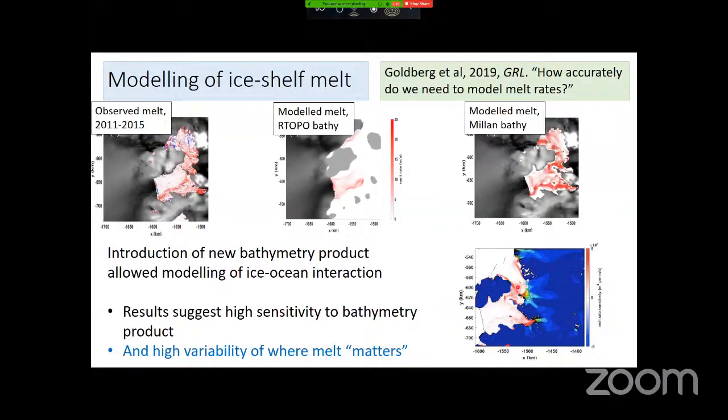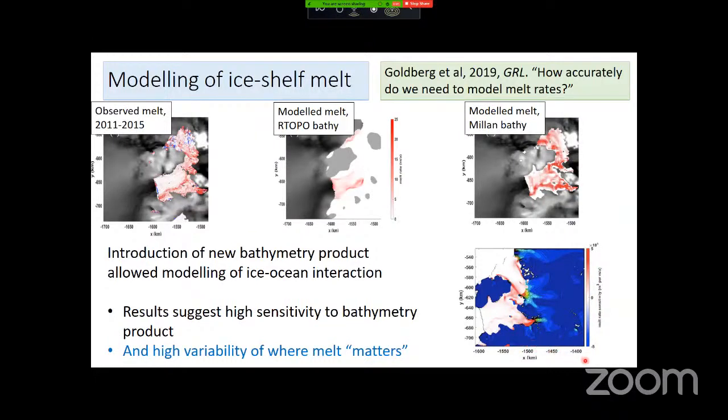Melting at the margin between Crosson Ice Shelf and Dotson Ice Shelf, where they kind of fuse together, has a lot of impact. Melting in the margins of Crosson Ice Shelf has a lot of impact. Melting near the grounding lines has a lot of impact. So it really states how complex this whole system is.